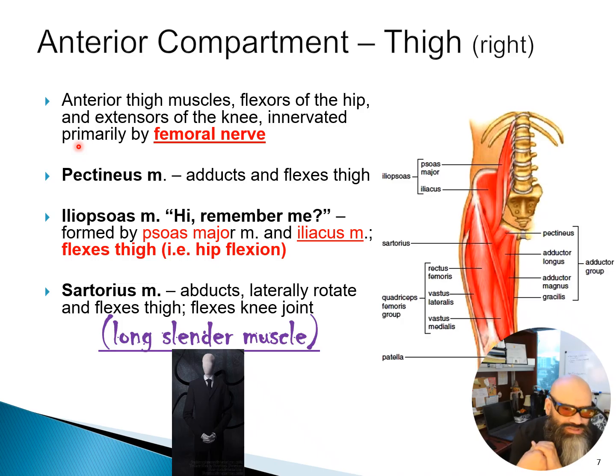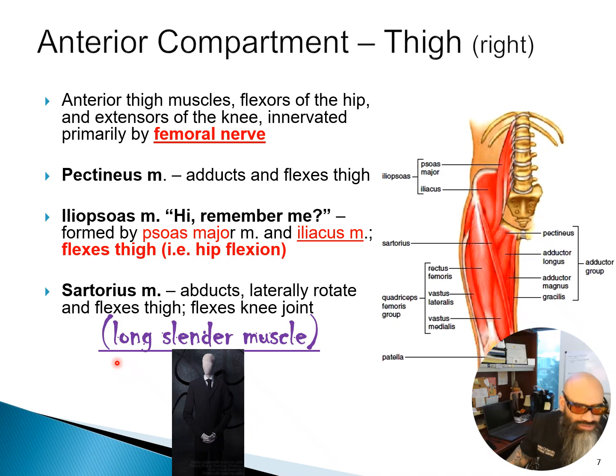Clinically, iliopsoas, as we know, does hip flexion. Sartorius is one of the longest and most slender muscles in the human body. Primarily, we're concerned that it does assist with knee flexion. That's the primary motion that I'm concerned with.